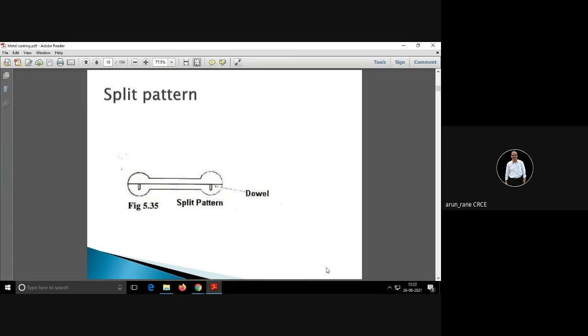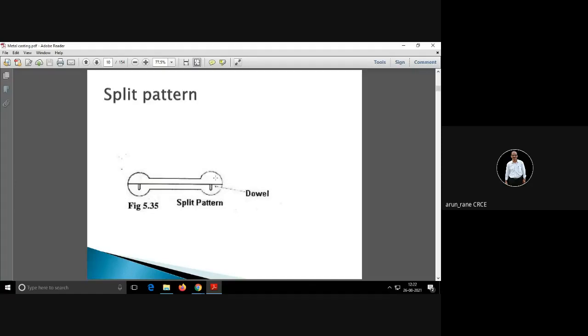So this is a dumbbell. Now this split pattern, if it is in two parts, then there has to be a parting line. Remember now, this portion, its cavity will be cut in one half, and this portion, its cavity will be cut in another half. So the two halves have to match properly.